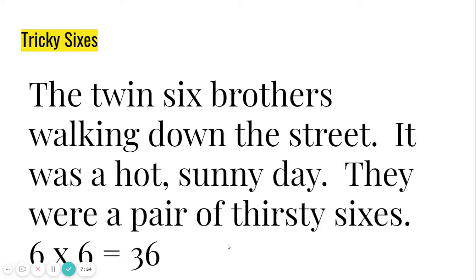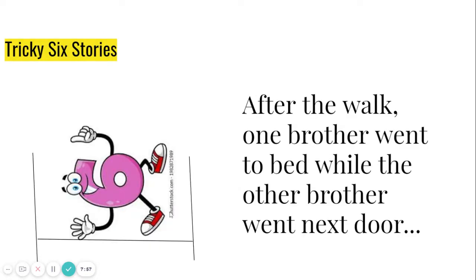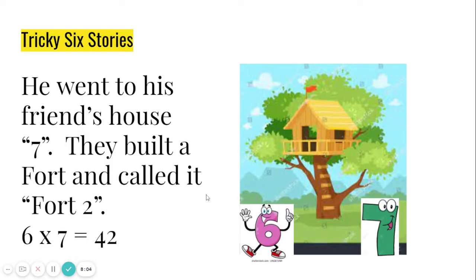Okay? Now, one 6 brother, one of those twins, he went home and he laid down, he went to bed after that walk. Okay? He's asleep. Now, that other 6 brother, he went right next door to his friend's house 7. Think about it. 1, 2, 3, 4, 5, 6, 7. 6 lives next door to 7. So when he went to his friend's house 7, look at that cool fort that they built. And since there were 2 of them, they called it Fort 2. 6 times 7 is 42.